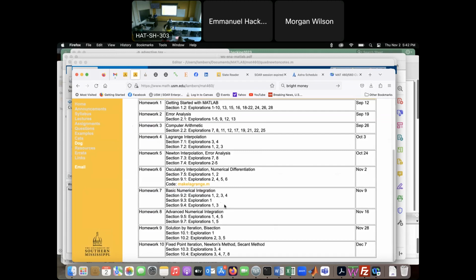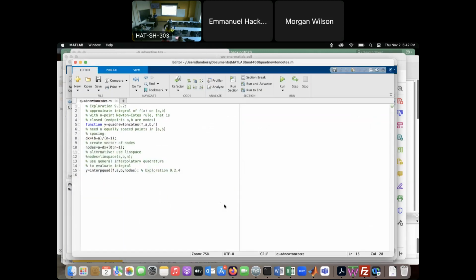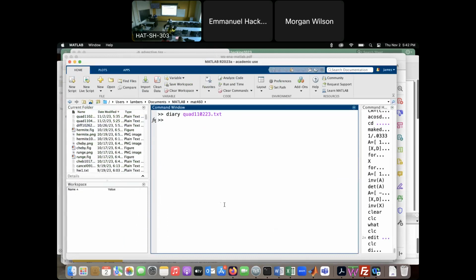Okay. So now I'm going to use this function here. I'm going to use Newton-Cotes quadrature for this integral of e to the x on the interval 0 to 1. Now, what I want to do is, if I use Newton-Cotes rules for this integral, compare the result to the exact answer.